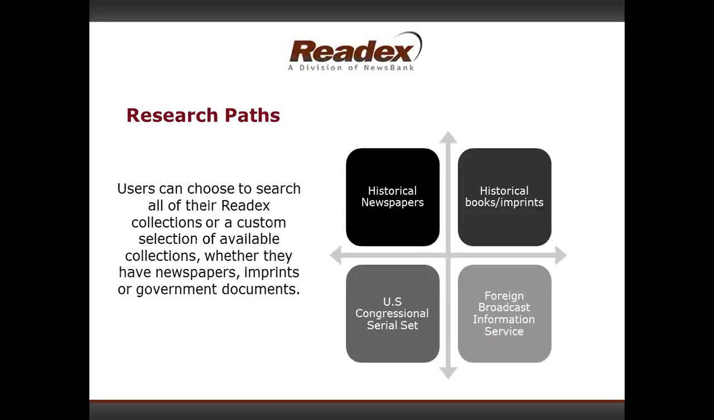How AllSearch does this, first and foremost, is that it allows users to select the collections that they want to search. They don't have to search everything. If an account or library has, say, 7 Readex collections, a user can search all 7 if they want, or they can search 2, or they can search 3. It depends really on what they want to do. And they can make that selection, thus limiting the amount of information they get back.